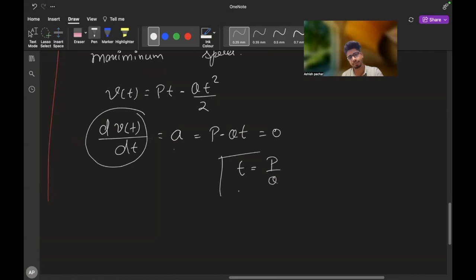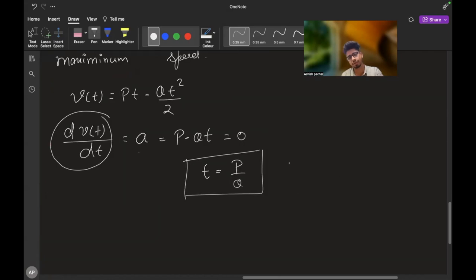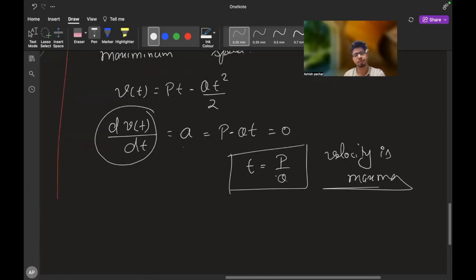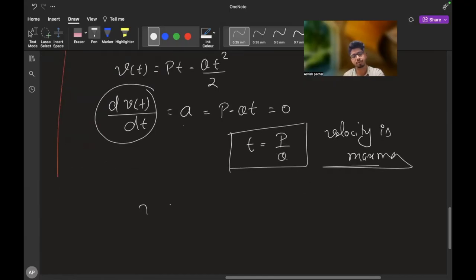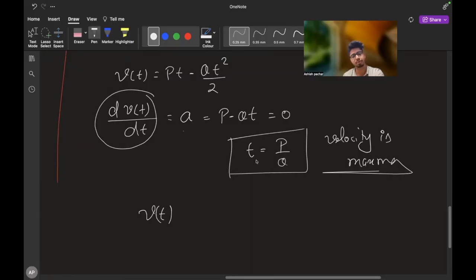At this time the velocity is maximum, and they are asking for the maximum velocity. To find the velocity, the velocity expression is already known to us, so just plug in that time. Let me call the time at which it is maximum Tm, and plug Tm into the velocity function.